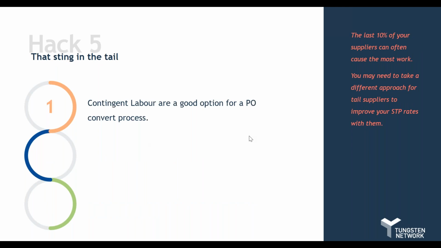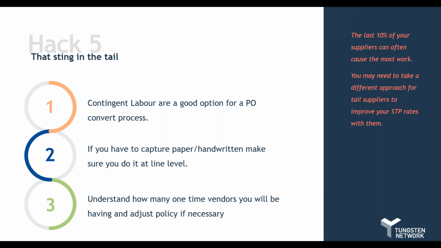And finally is the good old, what I call, the sting in the tail. We talk about a lot of these things and we want to get great straight through processing rates, but when we talk about AP and invoicing, the 20-80 rule probably always works. So 20% of your suppliers are going to be 80% of your invoices, and then 80% of your suppliers are going to be that 20%. This tail spend, this long chain of suppliers, is probably going to be the hardest one to work.